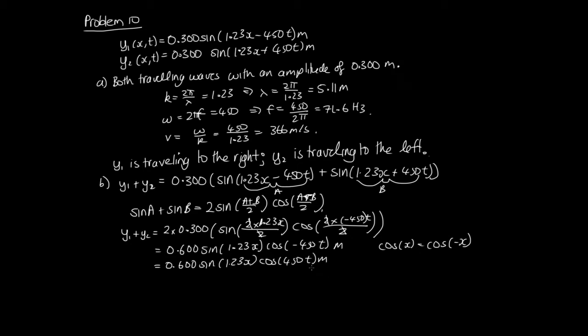Okay, so that's the equation, and we're then asked in part C to describe physically what this wave looks like and what the name for this type of wave is. Okay, so this is called a standing wave. It's called a standing wave because we've split it into a spatial component here and a temporal component here.